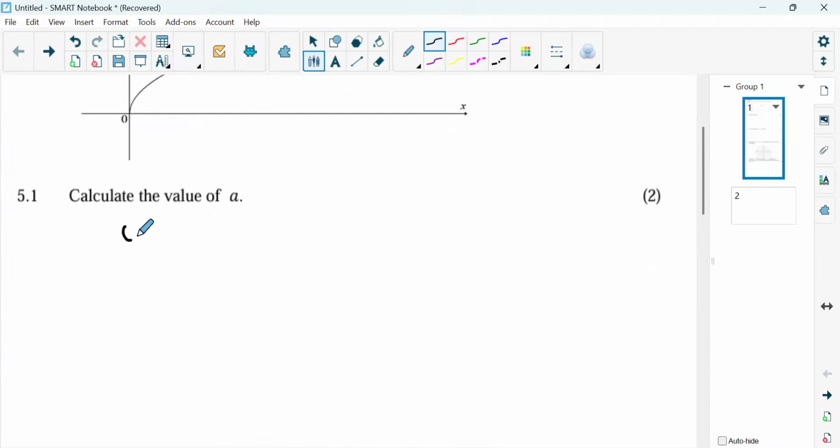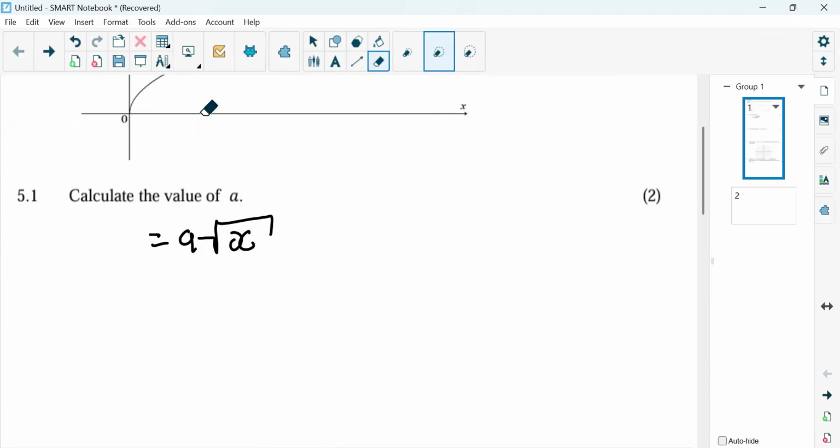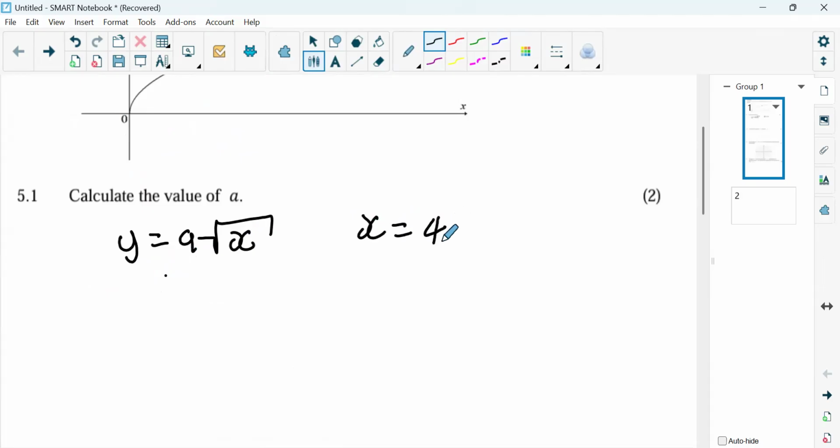So f as a function of x. That's what f of x means. So we're going to tell them that on 5.1, we have y instead of f of x, we can put y. Y is equal to a root of x. Now we have a point that we can substitute here. It says when x is 4, what is our y? Our y is 2.